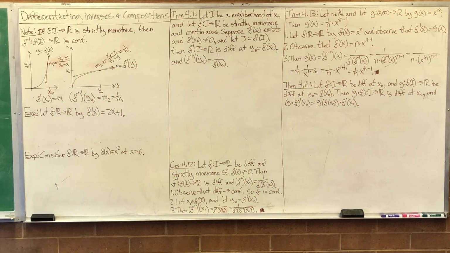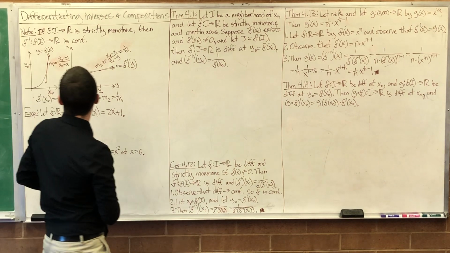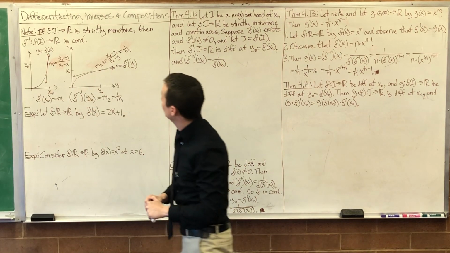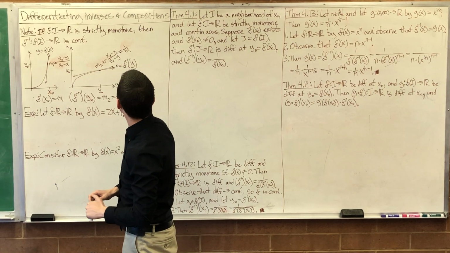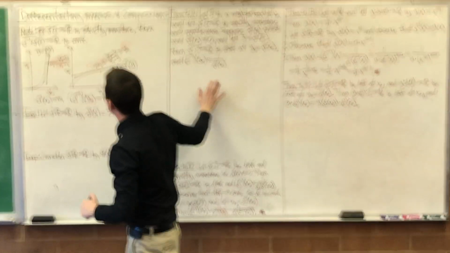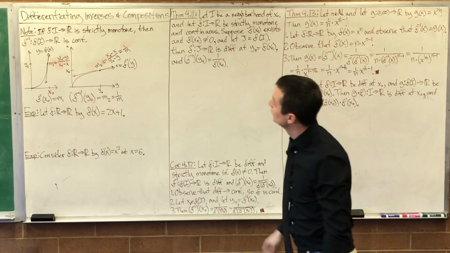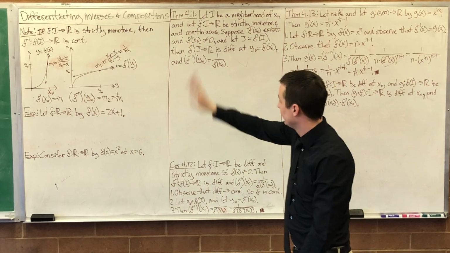So, let's see, why did I want to know that? If f from I to R is strictly monotone, then f inverse from f of I to R is continuous. I'm guessing that I'm going to make reference to that in proofs over here. I'm not saying off the top of my head, but I don't care about that now.